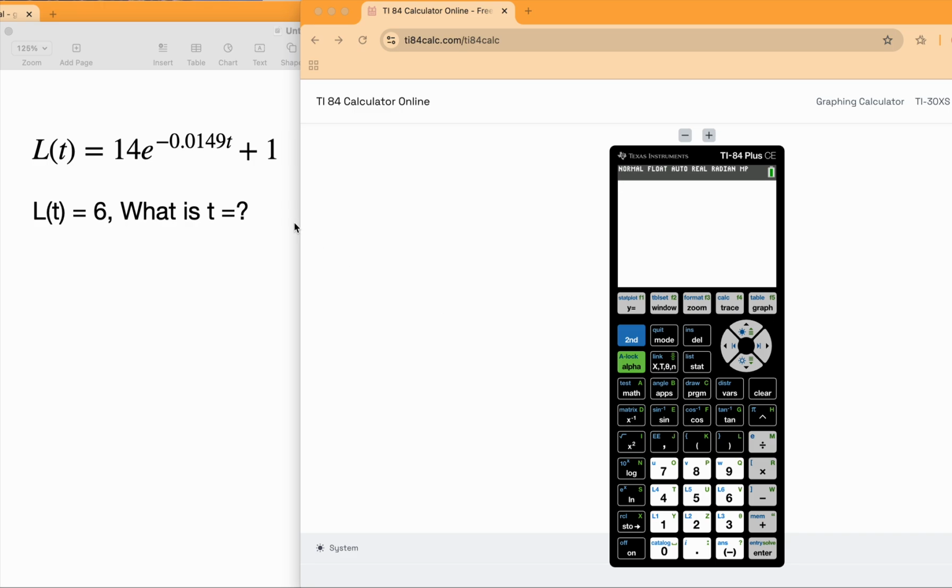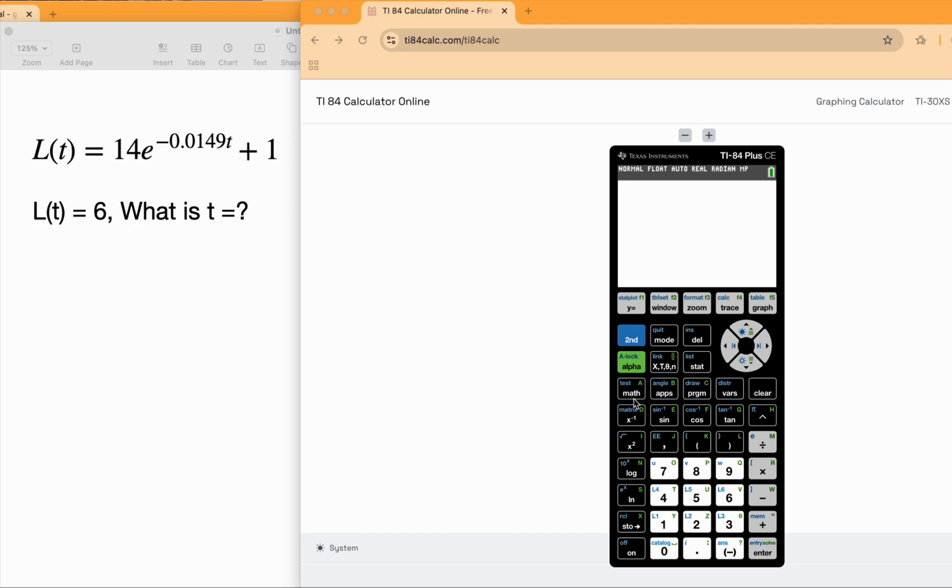Today we are going to learn how to use a graphing calculator to solve an equation. I have a function L(t) = 14 times e to the negative 0.0149t plus 1, and L(t) equals 6. If we solve it manually, it will be time consuming. Now we have a graphing calculator. We can use a graphing calculator to save our time.